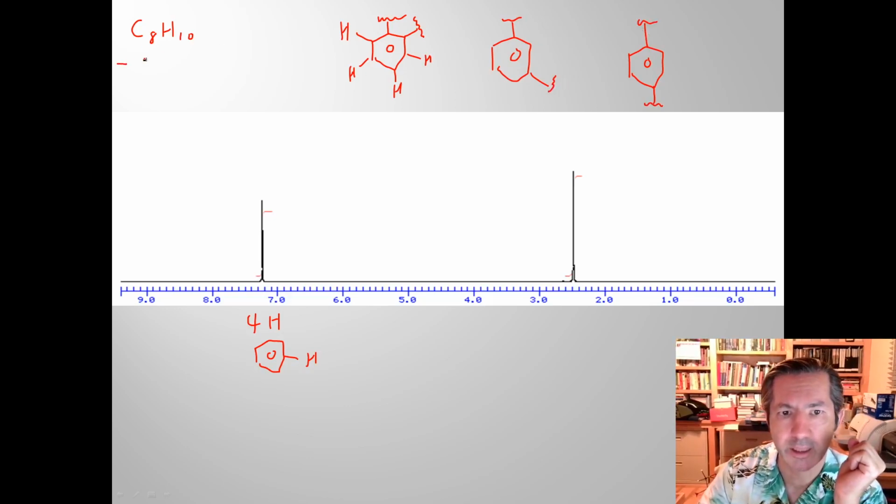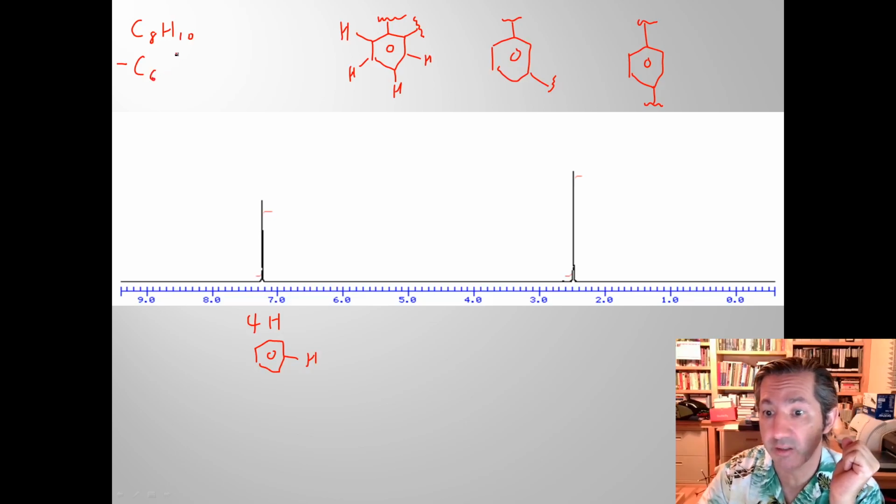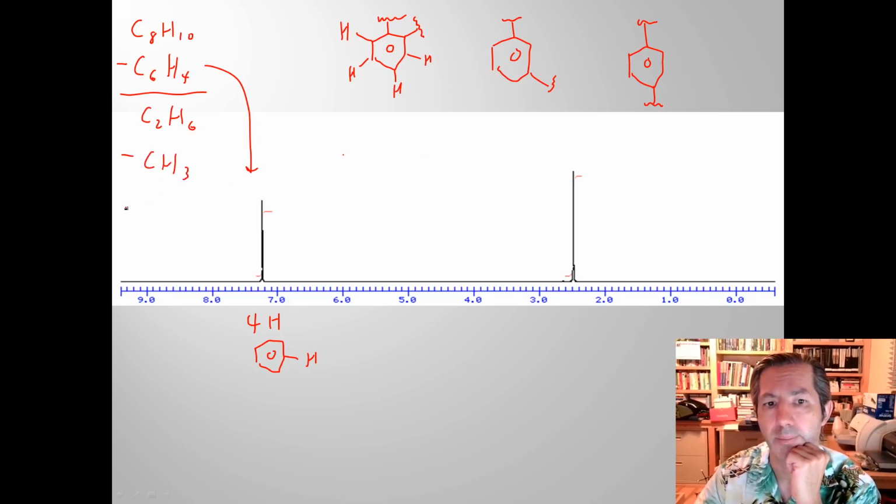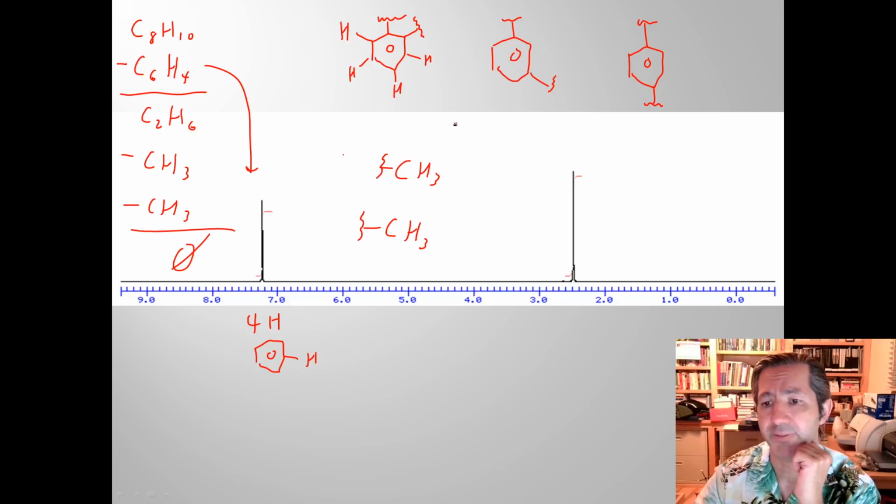And here's our accounting. We're going to say that we just did something with 6 of our carbons and 4 of our hydrogens because of this signal. That only leaves 2 carbons and 6 hydrogens. There's not too much you can do with those 2 carbons and 6 hydrogens. In fact, you need to make 2 methyl groups. So I'm just going to subtract those out. I've used up all my atoms. So here's my puzzle. I have 3 pieces to my puzzle. I have to have an aromatic ring and 2 methyl groups.